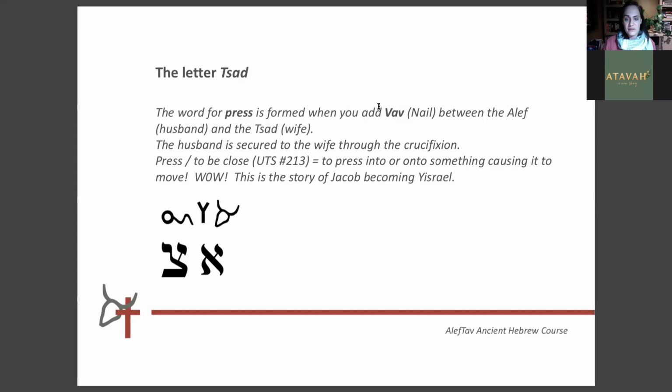So this word, with the added vav, means to press, or to be close. To be really close to one's heart, to stay close to another, as a shepherd and his flock, as a bride and her bridegroom. But in the definition, they give it as to press into or unto something, causing it to move.